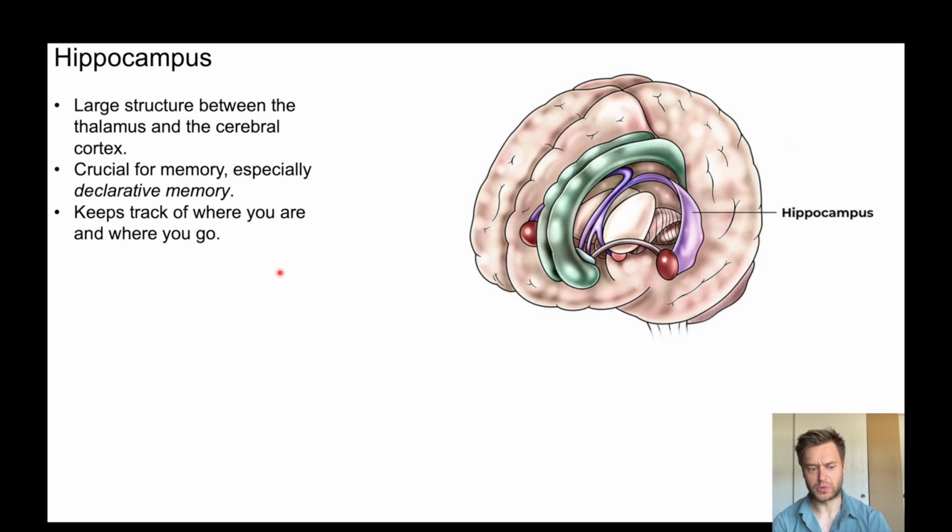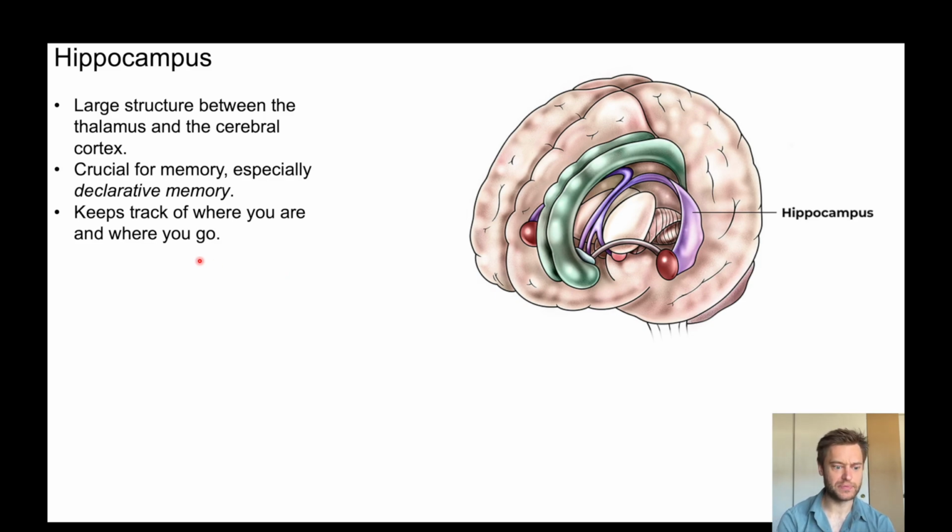Another one that most people probably have heard of is the hippocampus. It's a large structure between the thalamus and the cerebral cortex, and it's crucial for memory, especially declarative memory. Again, we'll get deeper into the different types of memory in our learning and memory module, but declarative memory is something that you can talk about. So the fact that you can say that Disneyland exists, the fact that you can say that you went to Disneyland when you were 7, those are both types of declarative memory. Those are 2 different types of declarative memory, but we'll talk about that in learning and memory. But you need to know for sure that the hippocampus is important for your memory systems.